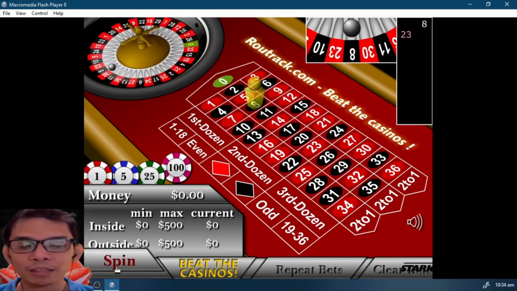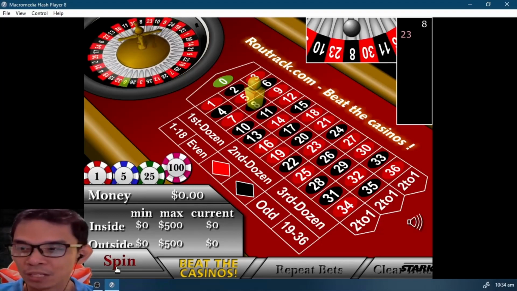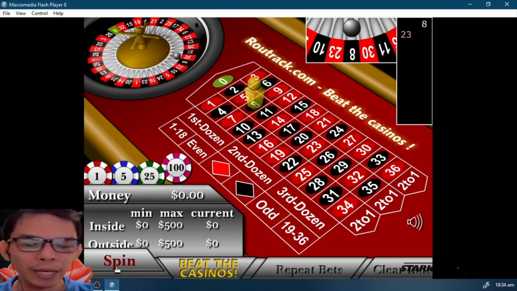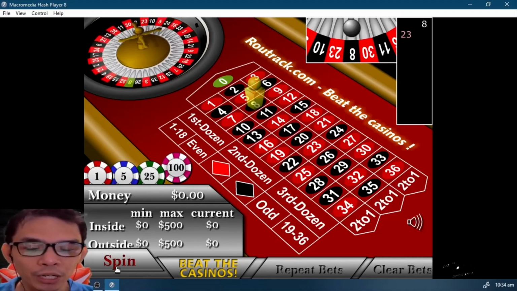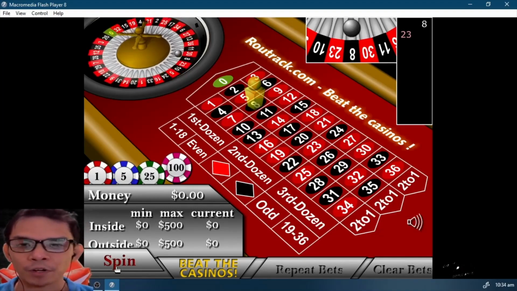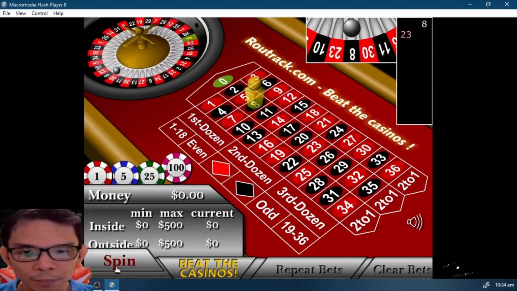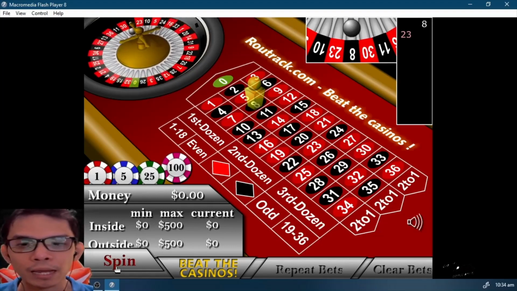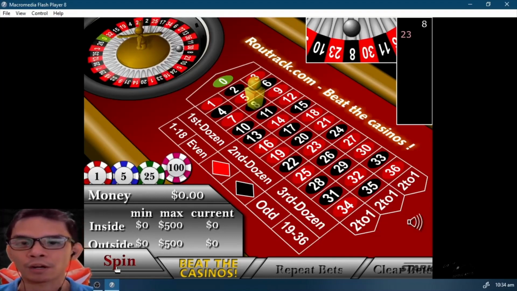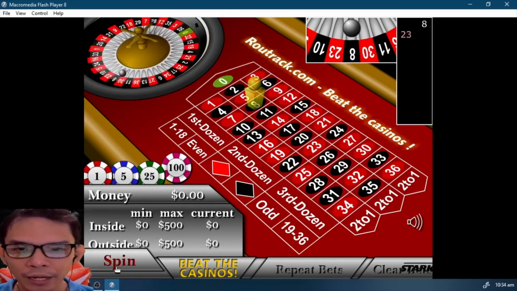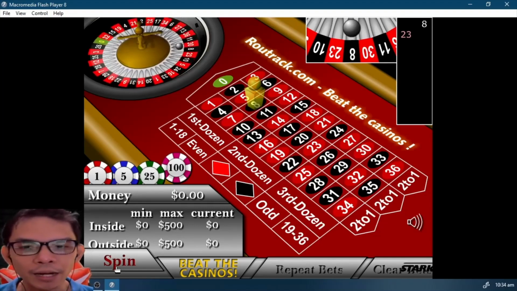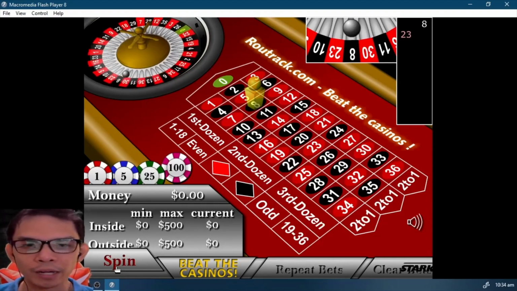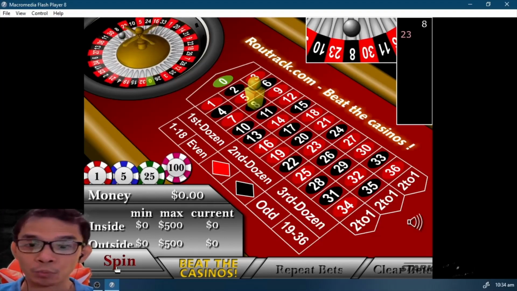Alright, so that is the disadvantage of this scenario that we have right here. If you place all of your bets on one number, the chance of winning is very slim, and it also costs a lot of money. There's a higher risk of losing all of your money in this kind of scenario.